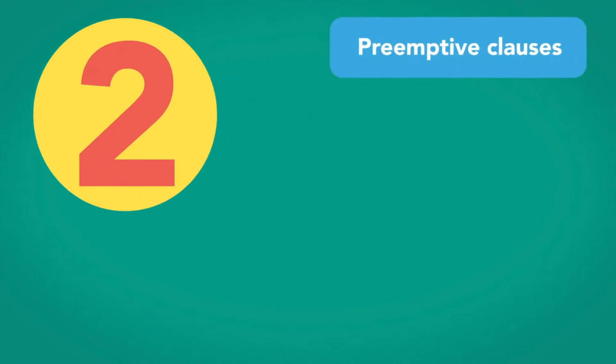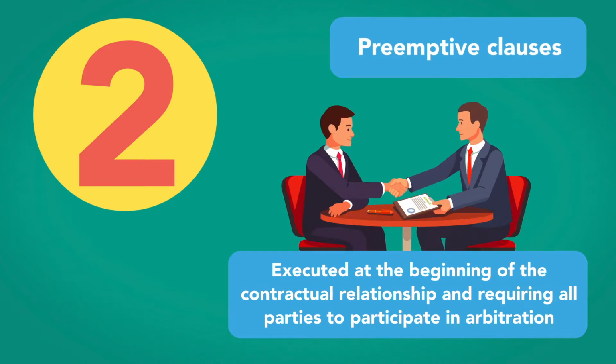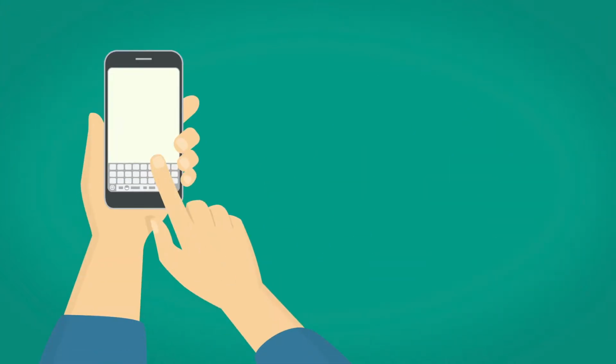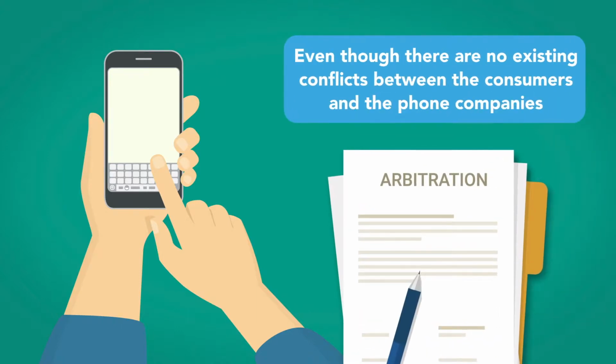There are 2 types of arbitration agreement. The first consists of preemptive clauses executed at the beginning of the contractual relationship and requiring all parties to participate in arbitration should a future dispute arise. For example, when consumers sign up for cellular phone service, they typically sign agreements containing arbitration clauses, even though there are no existing conflicts between the consumers and the phone companies.